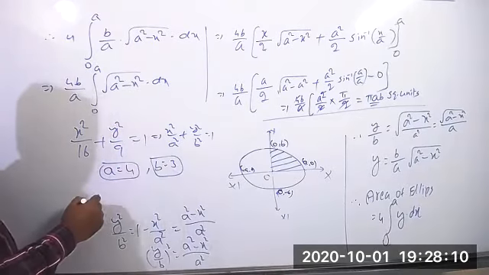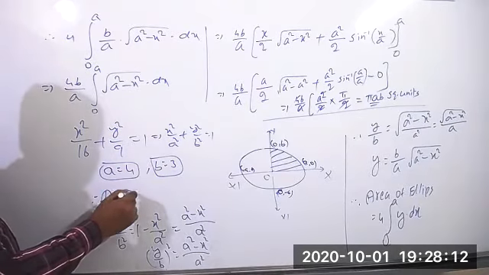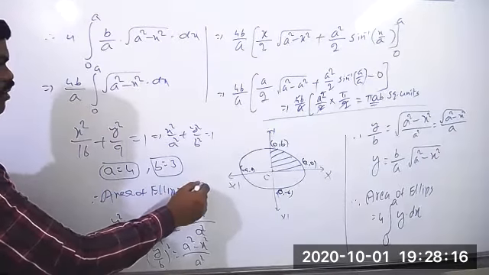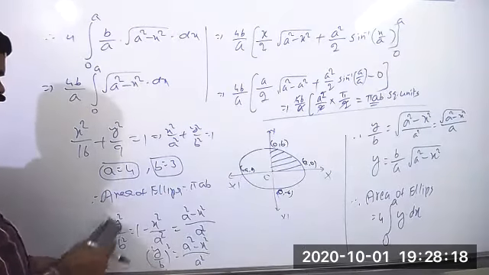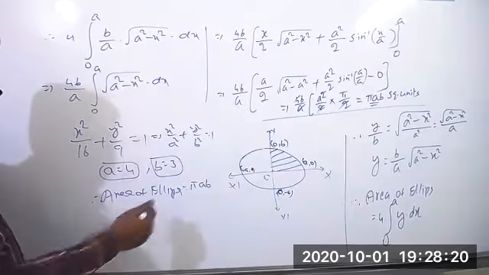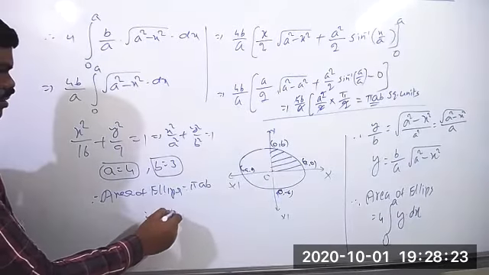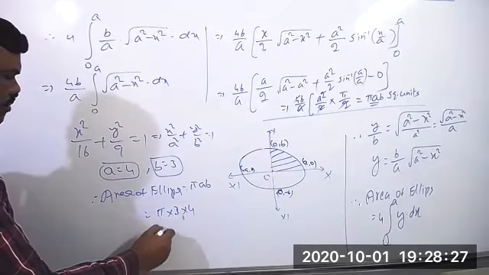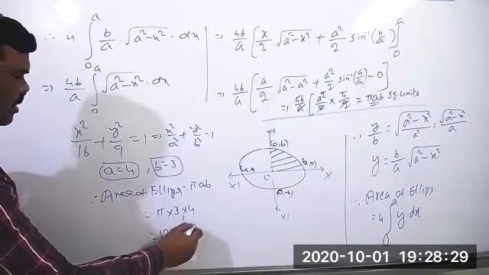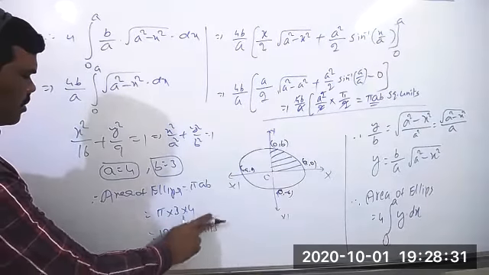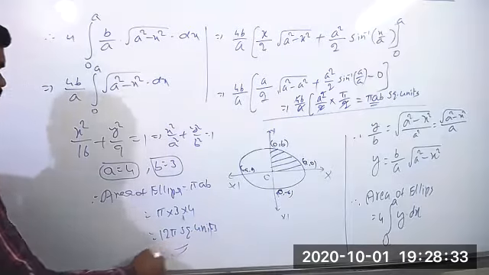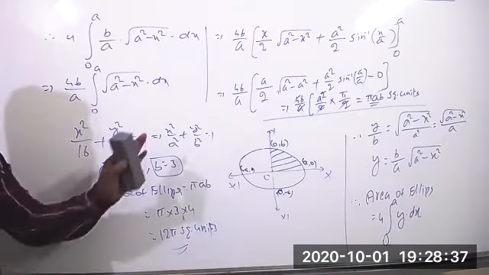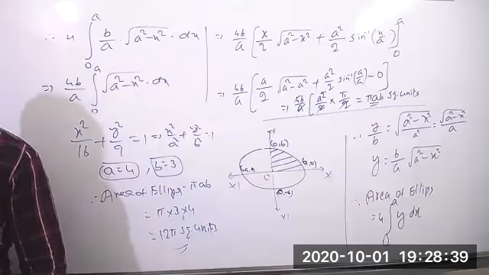Therefore, area of the ellipse is equal to pi into ab square units. Substitute in there. So pi into 3 into 4 equals 12 pi square units. 12 pi square units is the answer. Okay, then you will get full marks in the examination.